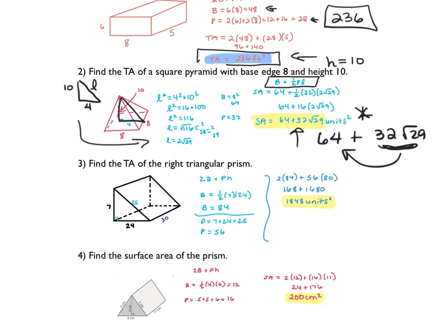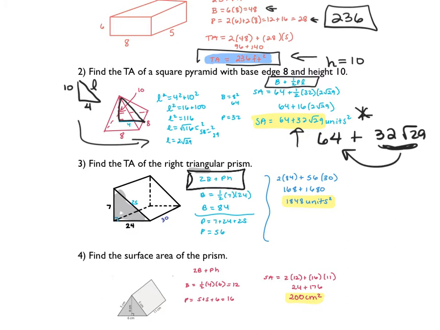The next one, again, total area of the right triangular prism. Again, the name of the prism is the shape of the base. So my base shape is a triangle. So I would do 7 times 24 and then divide by 2 and get 84 and then plug it into the formula: 2 times the base area plus perimeter times height.